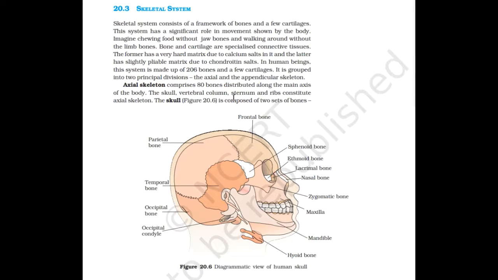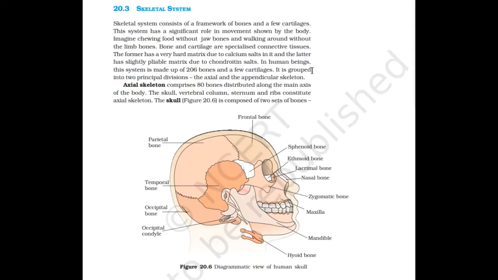Let us see the skeletal system. The skeletal system consists of a framework of bones and a few cartilages. This system has a significant role in movement shown by the body. Imagine chewing food without jaw bones and walking around without the limb bones. Bone and cartilage are specialized connective tissues. The former has a very hard matrix due to calcium salts in it, and the latter has a slightly pliable matrix due to chondroitin salts. In human beings, this system is made up of 206 bones and a few cartilages.